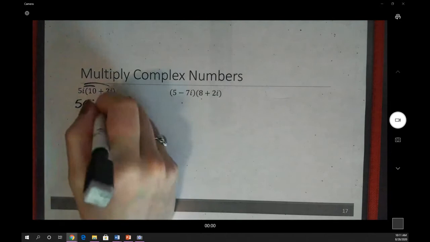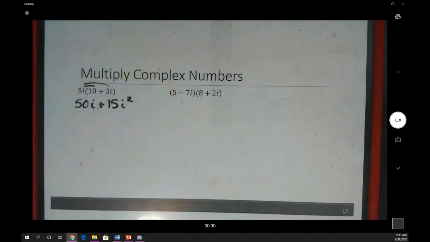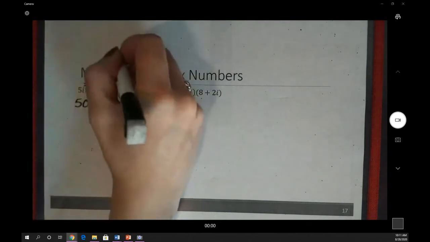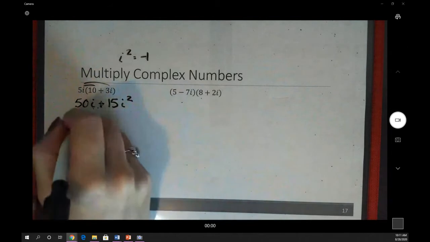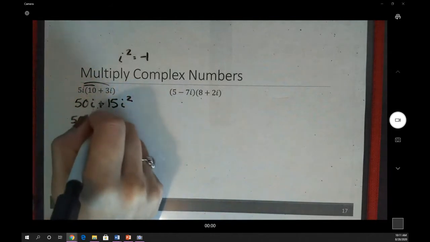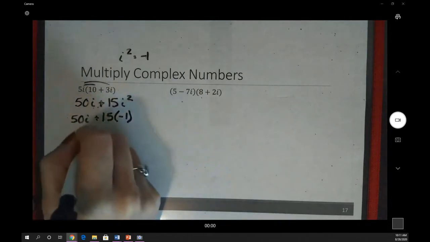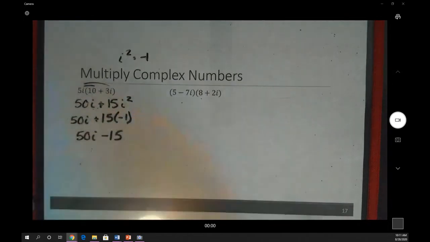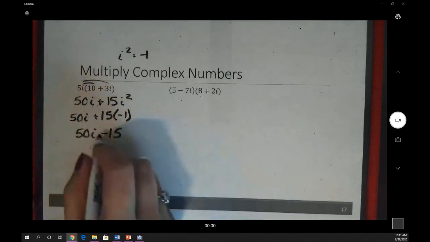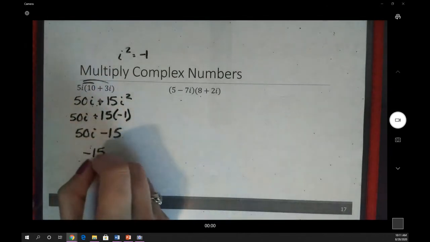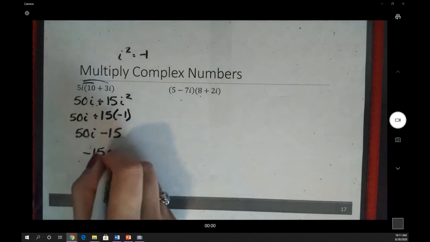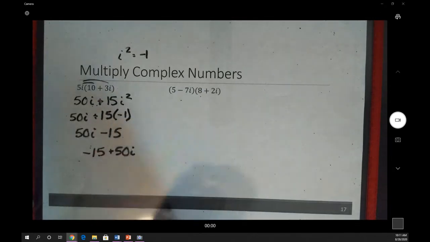But I never want to see an i squared in your answer, because we said i squared is equal to -1. So I'm going to write this as 50i plus 15 times -1, which is 50i minus 15. But remember, we want to put the real part first, which is the -15, and the part with the i, the positive 50i, we want to put that second.